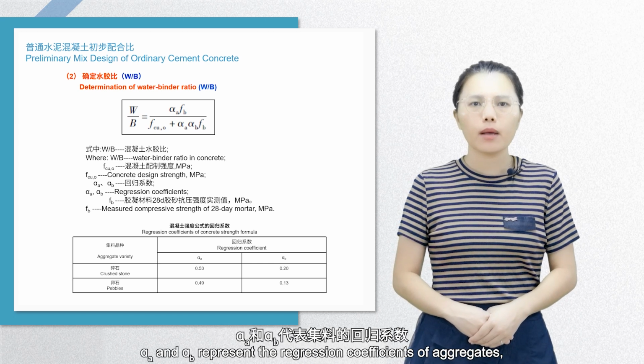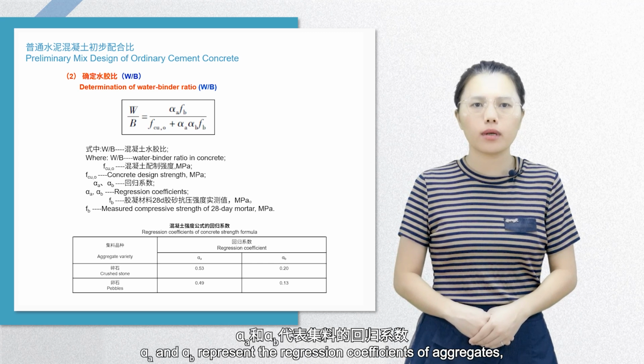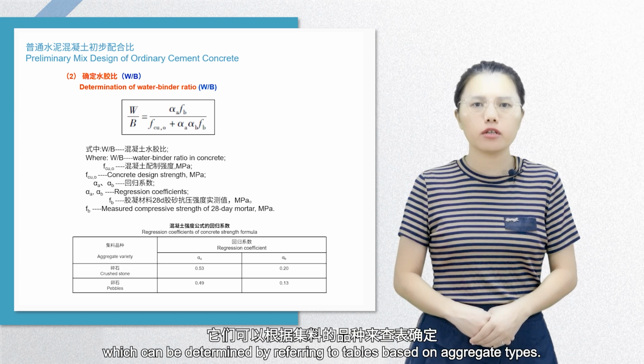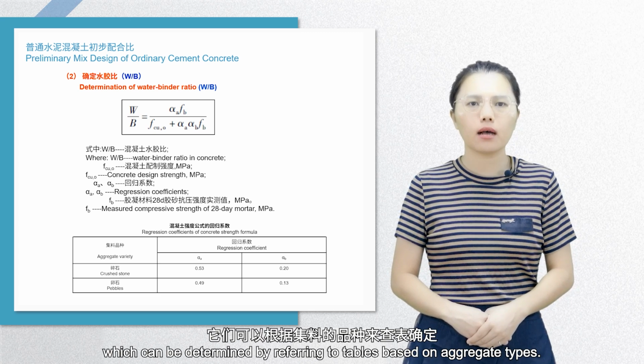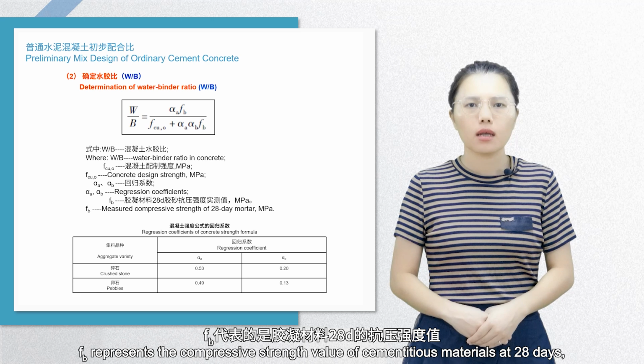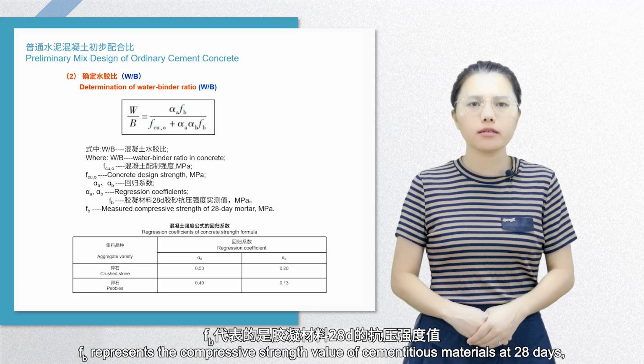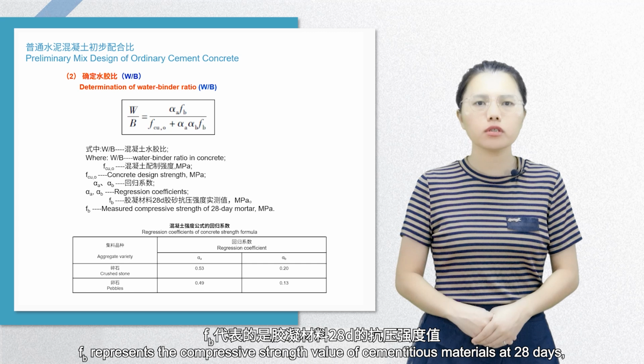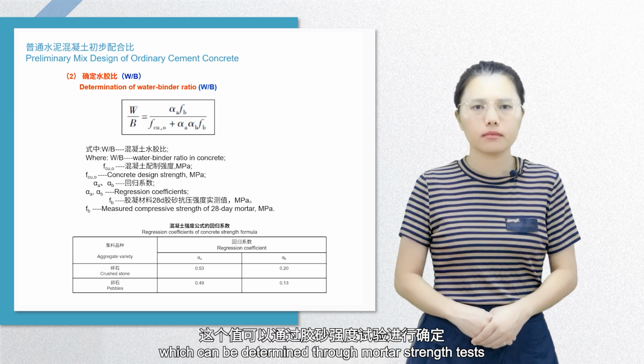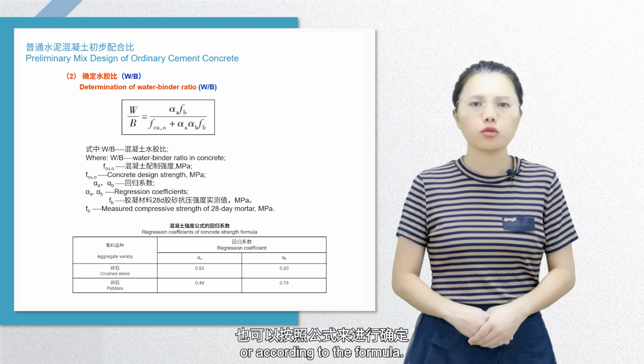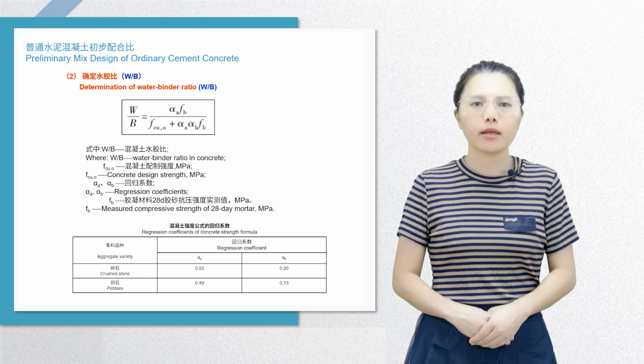Alpha A and alpha B represent the regression coefficients of aggregates, which can be determined by referring to tables based on aggregate types. FB represents the compressive strength value of cementitious materials at 28 days, which can be determined through mortar strength tests or according to the formula.